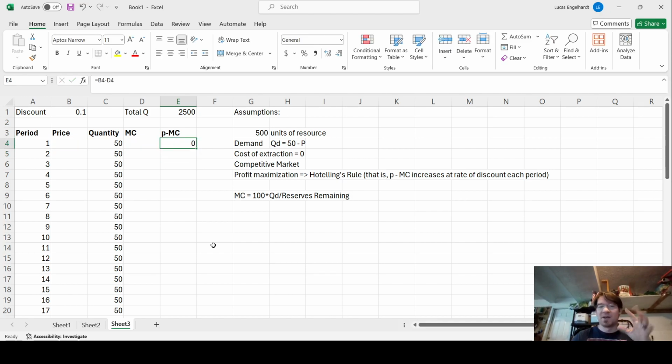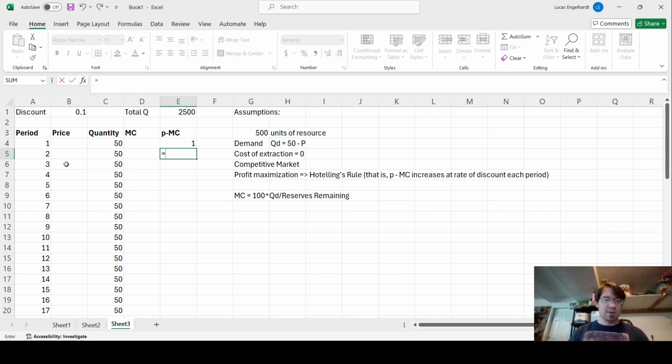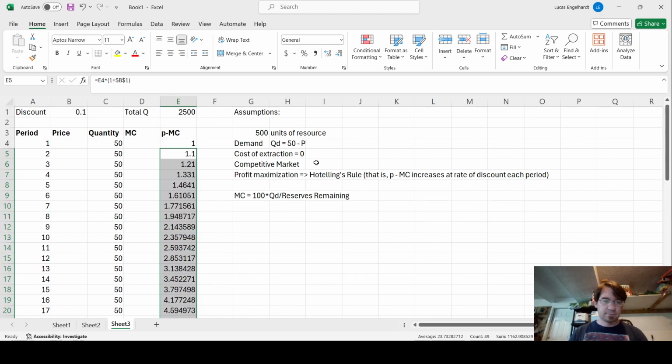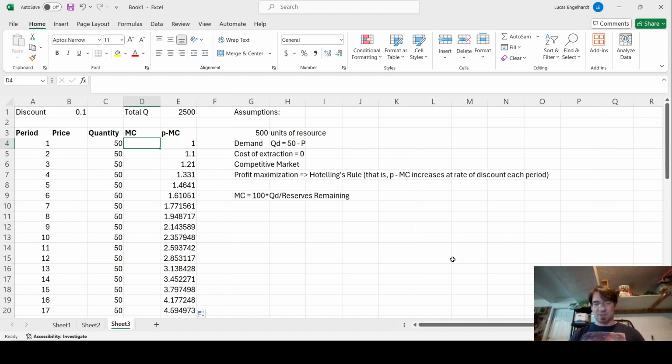Okay. So price minus marginal cost is just price minus marginal cost. Although this one, because of the way the formula works, it's going to make more sense for us to start with a guess for the price minus marginal cost, that marginal profit, and then apply Hotelling to that. So I'm going to do that. Here, then, this is going to be that one times 1 plus this rate of discount. Again, we're going to need to make that an absolute reference so that doesn't change. Here we are. Good. Then our marginal cost is going to have to follow through. Okay, there's a lot of dependencies here, right?